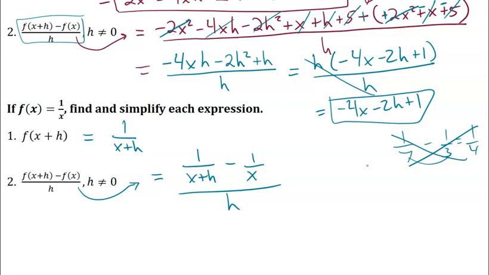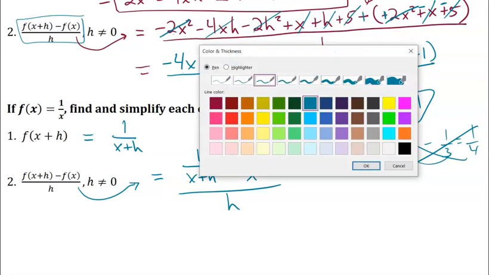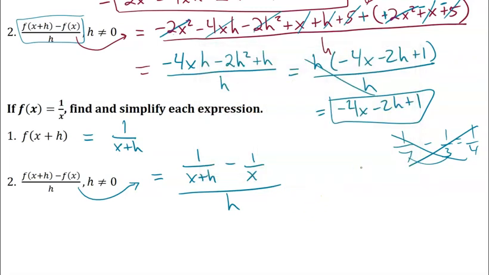what I think is the simplest way to get rid of these complex fractions, a complex fraction meaning a fraction inside a fraction, is to figure out the least common denominator of your inside fractions, and then multiply the entire big fraction by that over itself. So I've got an x plus h and an x. So my least common denominator is x plus h times x.